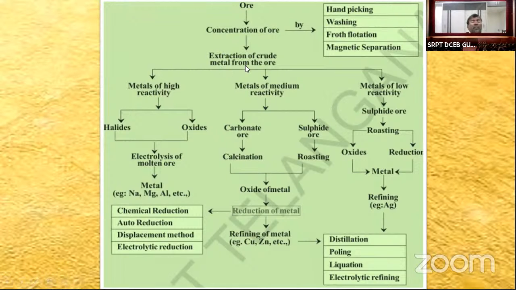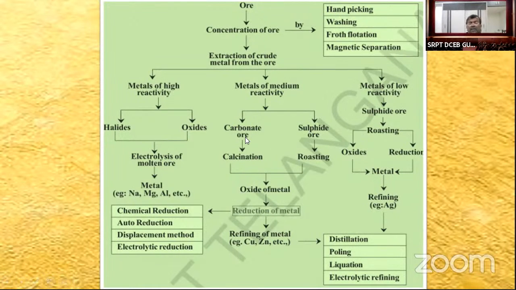The main stage of the extraction of the metals is extraction of the crude metals from the ore. In that, we have finished this step also: metals of high reactivity like sodium. Yesterday, we have seen the electrolysis method of sodium extraction from its ore. Today we are here at this stage, that is the metals of moderately reactive ores.